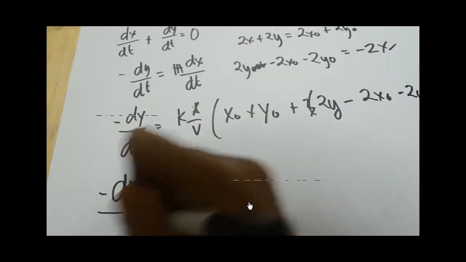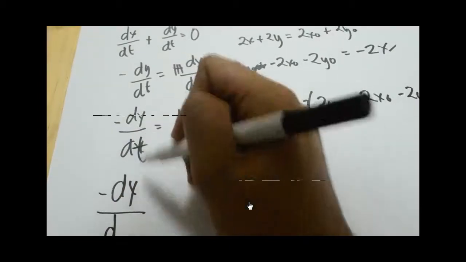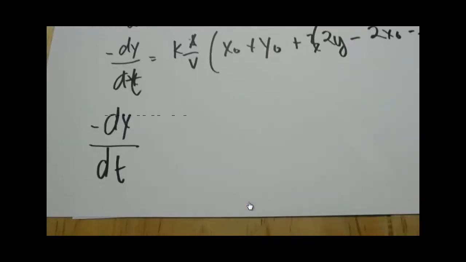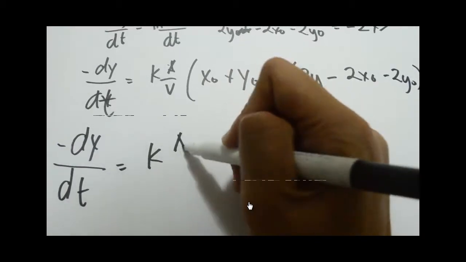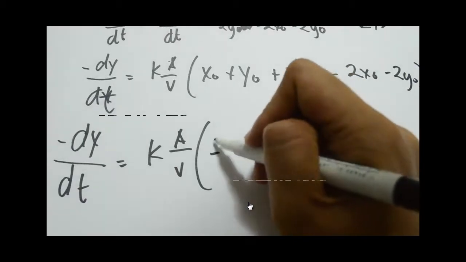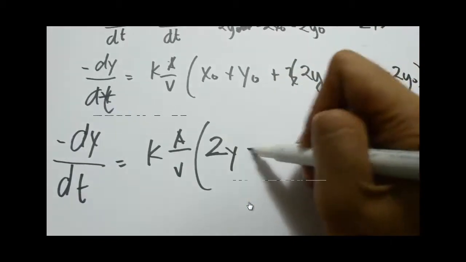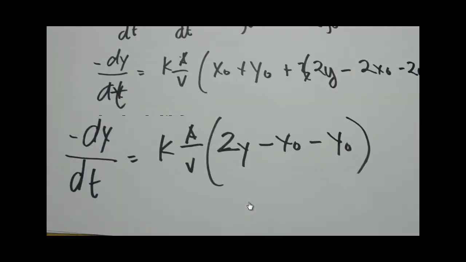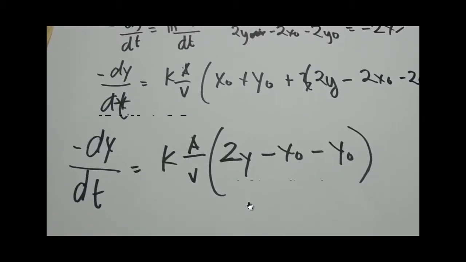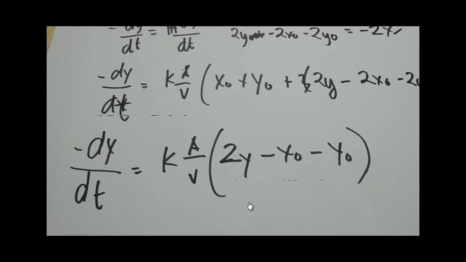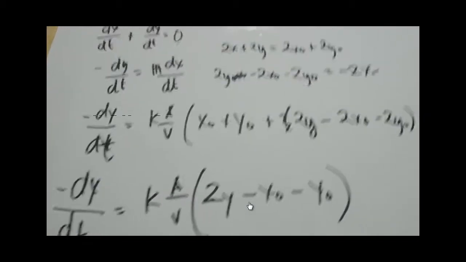negative dy over dt. How am I using x? So it's always dt because it's the rate with respect to time. And this is k a over v times negative 2y minus x sub o minus y sub o. And now we have the solutions in terms of y, so we can now solve it, and we can now get the solution in compartment y.